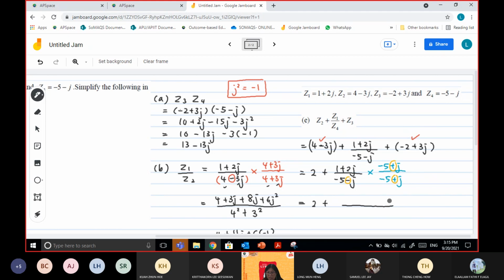Then what should I calculate for the bottom, this part? Man Heng again, can you tell me how to calculate the one at the bottom? So this one, what square plus what square? 5 squared, and also 5 squared, then? Sorry? Negative j.